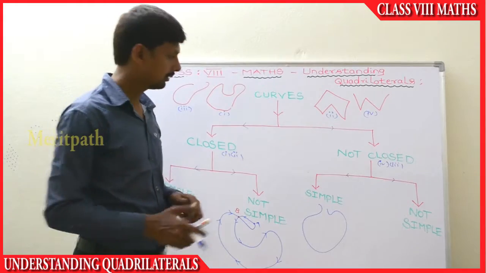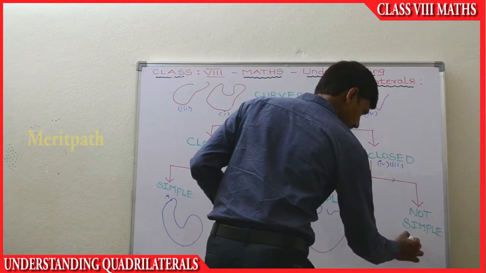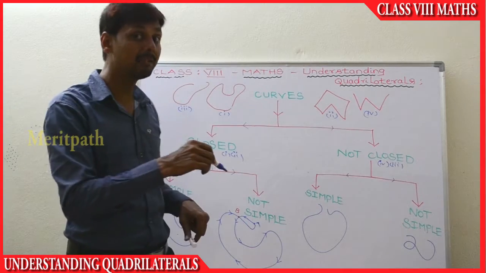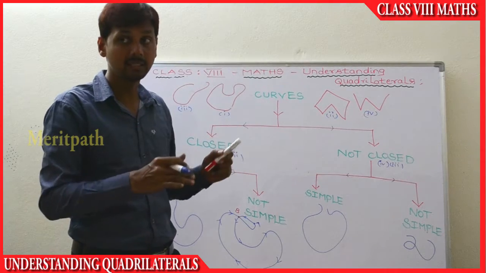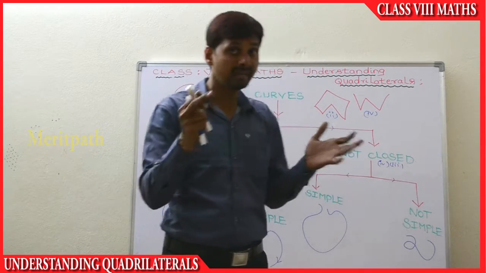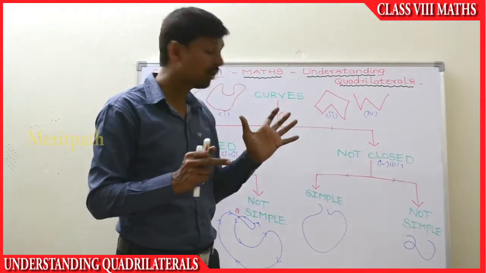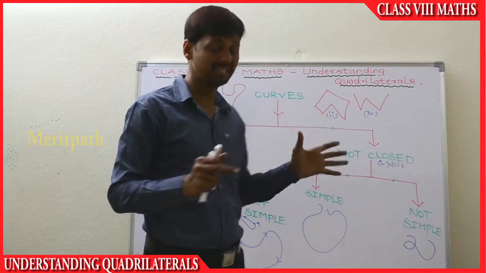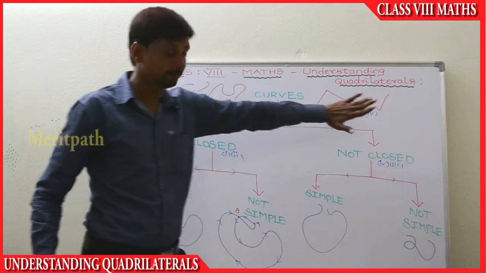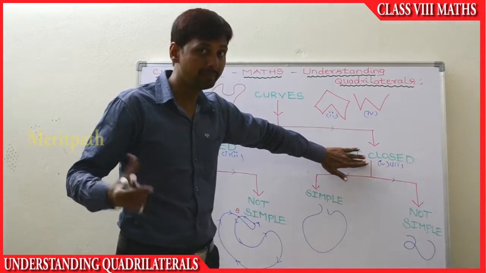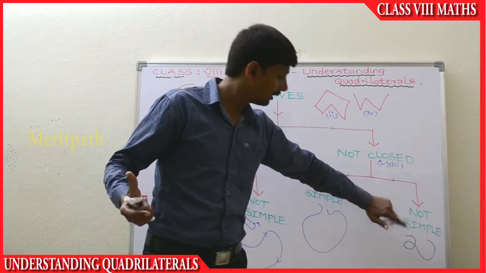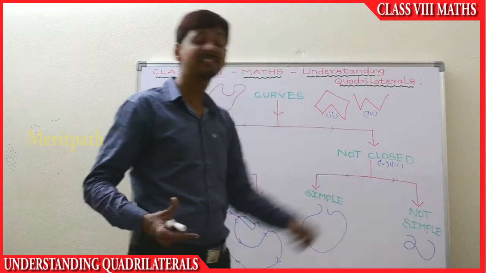Sometimes we can observe that the line is intersecting itself, and also it is open on one side. That's the reason we call it not simple. One of the sides is open on both ends, so it is called open and also not simple. The reason is this side is open, so it's not closed. Open means not closed. And the line is intersecting itself. That's the reason it's not simple.